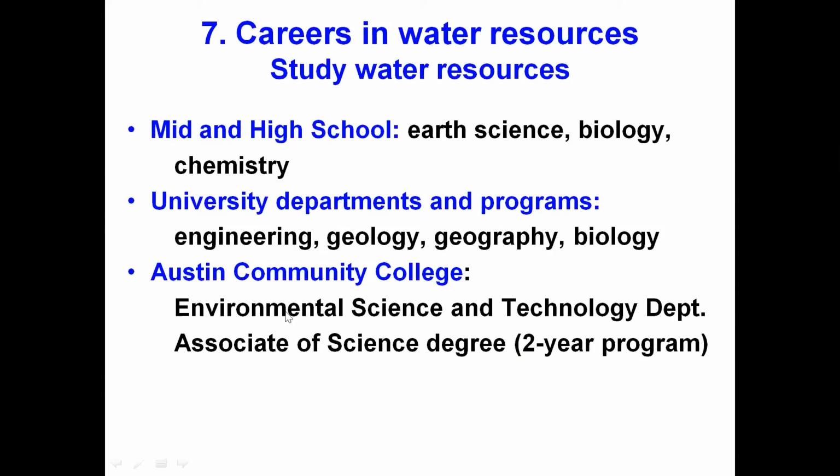Austin Community College has an environmental science and technology department. They offer an associate of science degree. It's a two-year program, and many of the people that go through this program end up being hydrologic technicians. So if you're interested in water resources but don't want to be a hydrologist, you can be a technician.